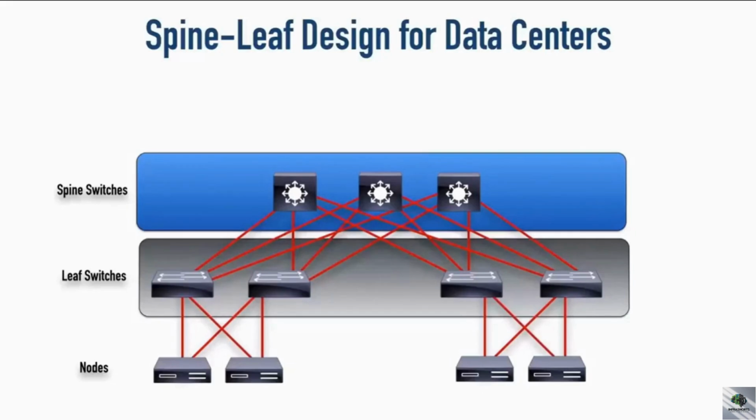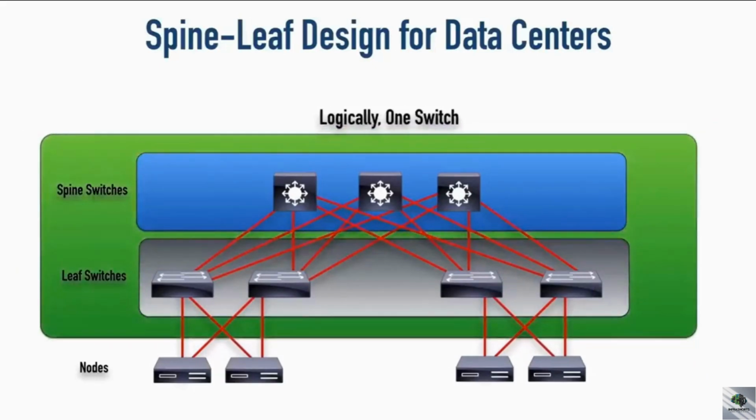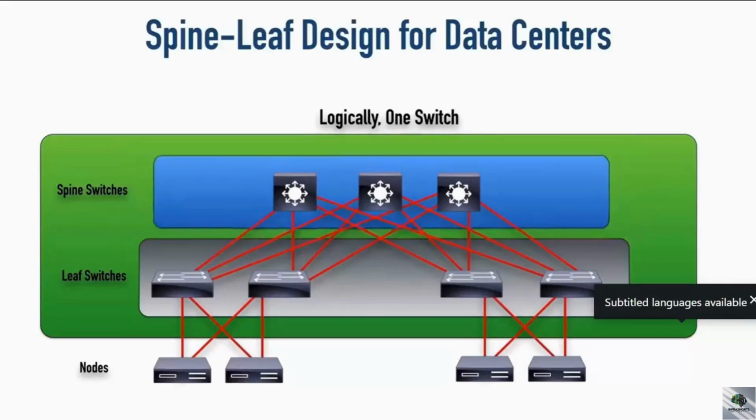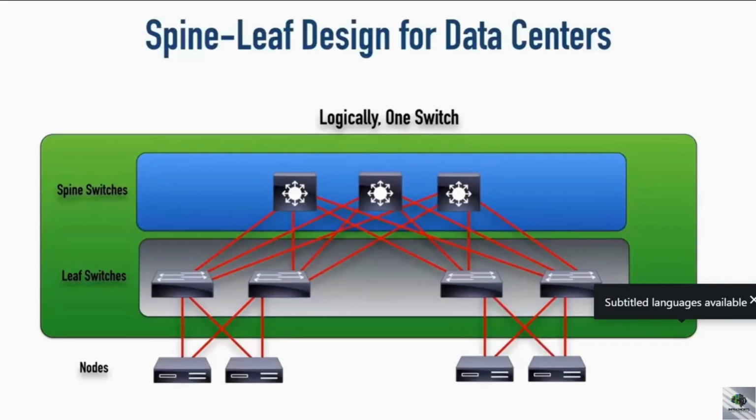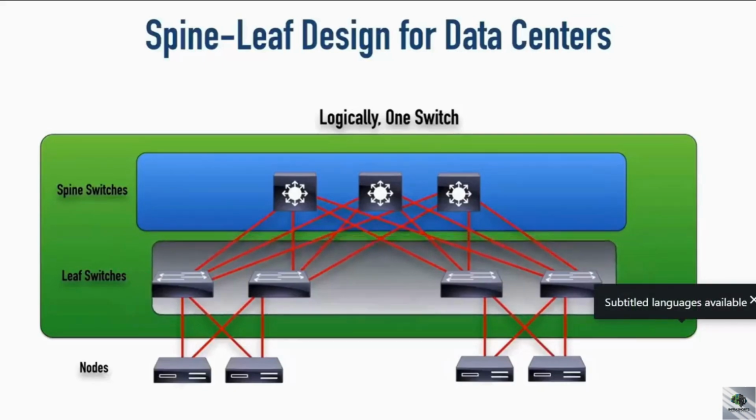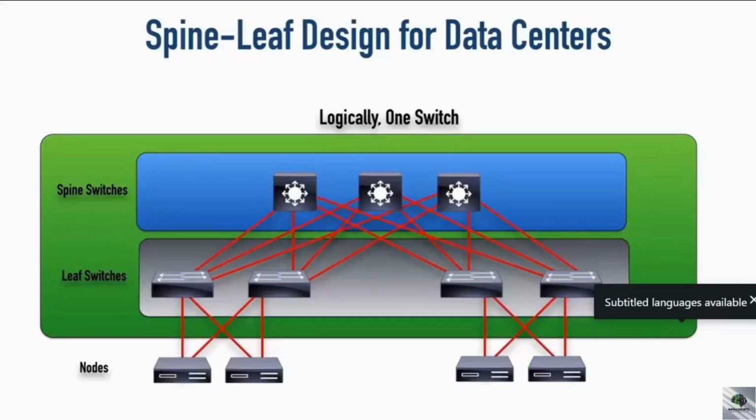That means if I want to go from one leaf switch to another leaf switch, maybe to go between servers, I only have to go through one spine switch maximum because I'm connected to every spine switch. And if we think about this two-tier architecture, this spine leaf design, logically, this is like having a single switch. You could think of that collection of spine switches as the backplane of our logical switch. And our leaf switches are much like the ports on our logical switch that connect out to our end devices.